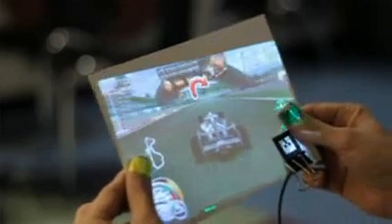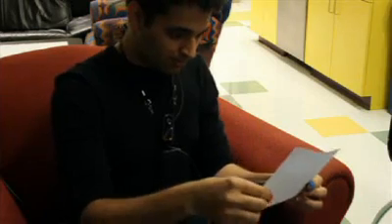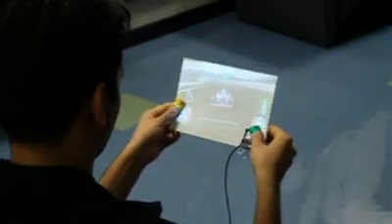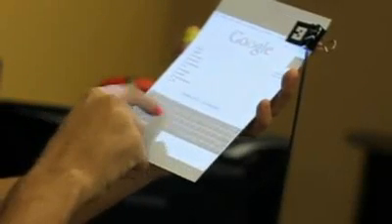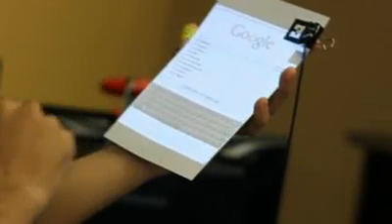And you can, of course, play games. Here, the camera is actually understanding how you're holding the paper and playing the car racing game. Many of you already must have thought, okay, you can browse. Yeah, of course, you can browse to any website. So you can do all sort of computing on a piece of paper wherever you need it.